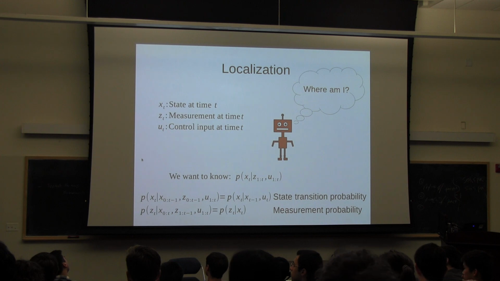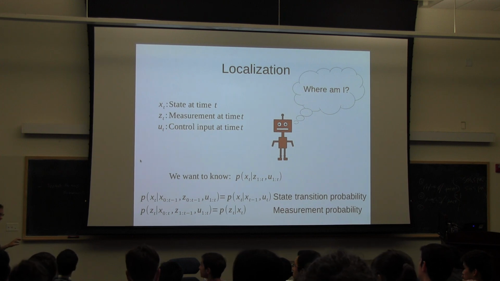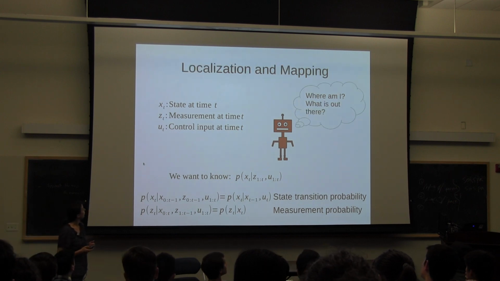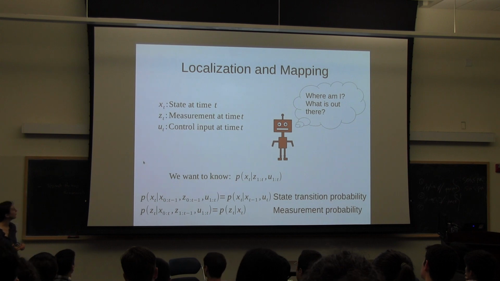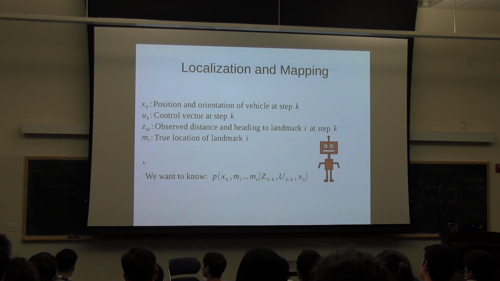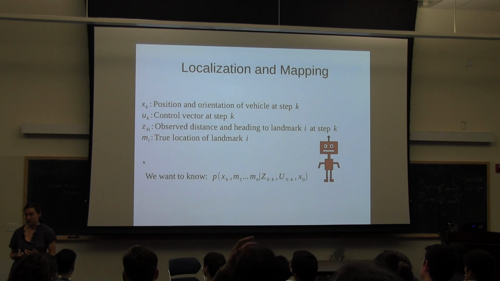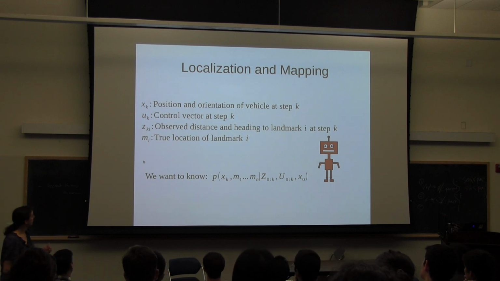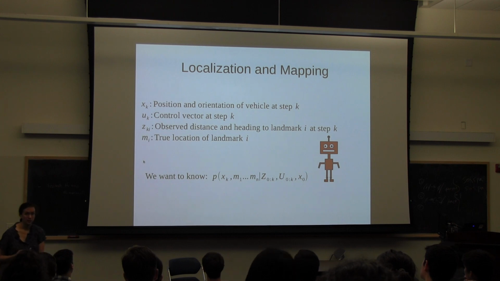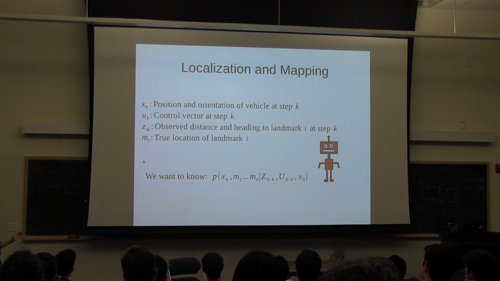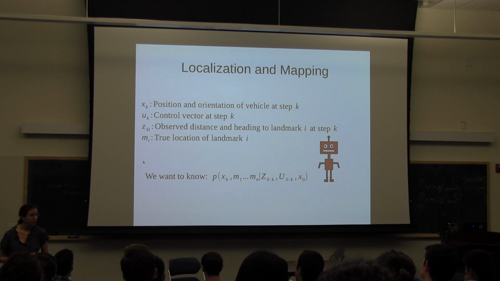A lot of the time, what's tricky when you're trying to apply this to a new problem is figuring out what those two things are that you can separate and that give you something realistic. So the localization and mapping version of this is that the two things are x sub k, the position and orientation of my vehicle at time step k, and m sub i for all of the landmarks, the true location of landmark i.